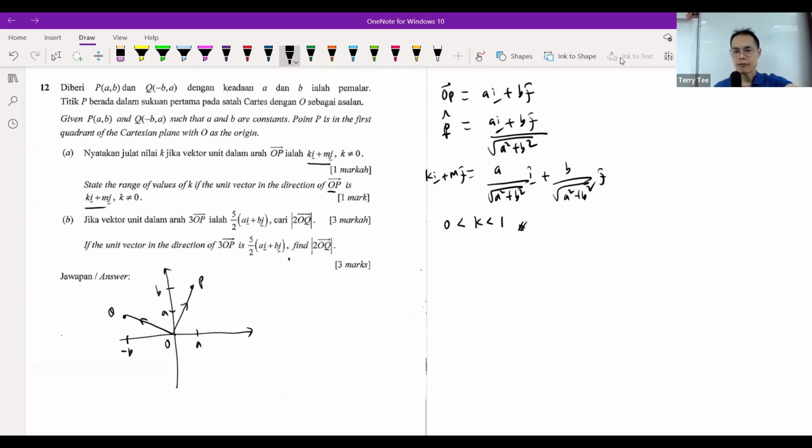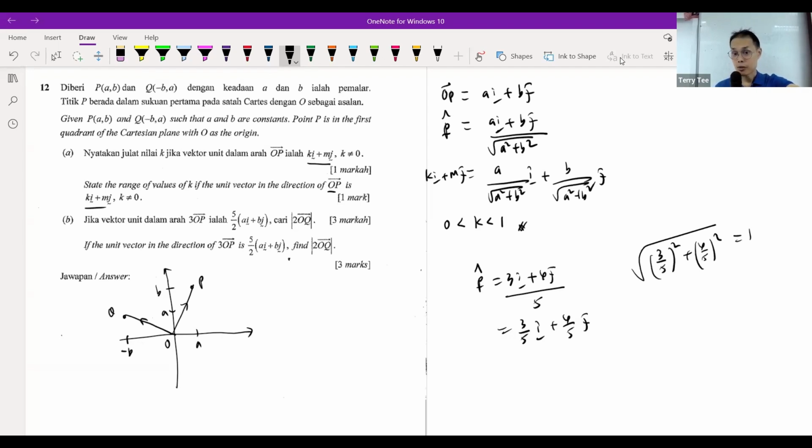So let's say you have vector P as 3i plus 4j. Yeah, OP is 3i plus 4j. The unit vector, you divide by 5. So when you divide by 5, you notice that this length is never more than 1. It is always less than 1, because the magnitude of P itself is 1. If you take (3/5) squared plus (4/5) squared, you're going to get 1.